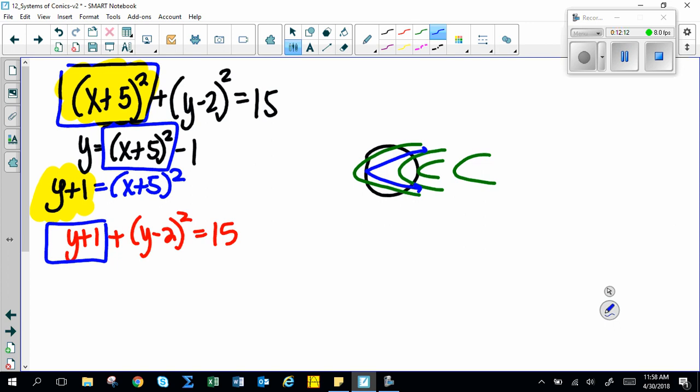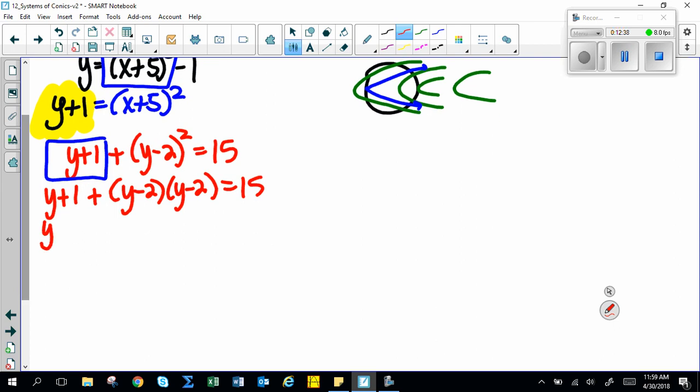All right, so now I've got a quadratic that I have to solve for. So what I'm going to want to do is expand my y minus 2 quantity squared. Okay, so I'm going to leave that part alone for just a minute. I'm going to expand my y minus 2 times my y minus 2. At some point, I'm going to have to set it equal to 0, but we'll come back to it. All right, so I have y plus 1, plus if I FOIL this out, I have y squared minus 4y plus 4. I'll go ahead and put here minus 15 equals 0.